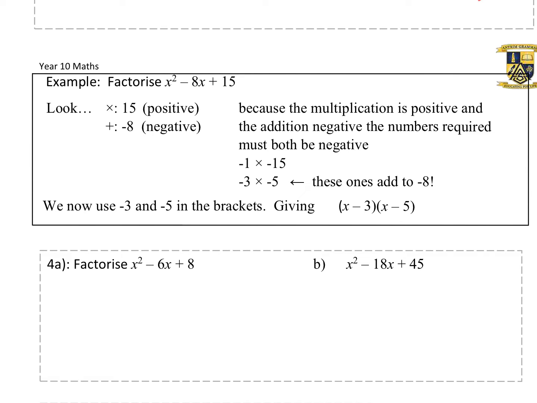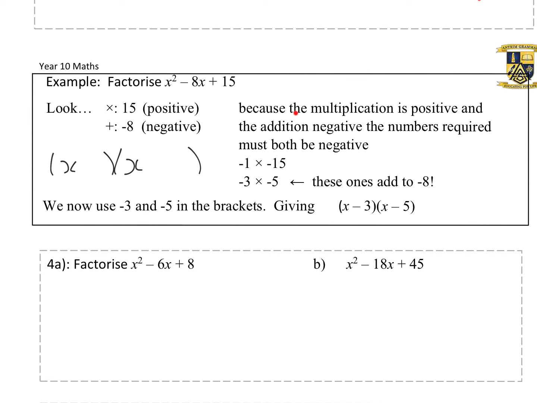So when we think about using our method, we know it's going to be double brackets, and we know it has to be x and x. But to find these numbers, we're looking for two numbers that times to give the end number, which is 15. It's a positive number, and they have to add to give the middle number, which is minus 8, a negative number. So how is that going to work? How are we going to get two numbers which times to give a positive, but add to give a negative?